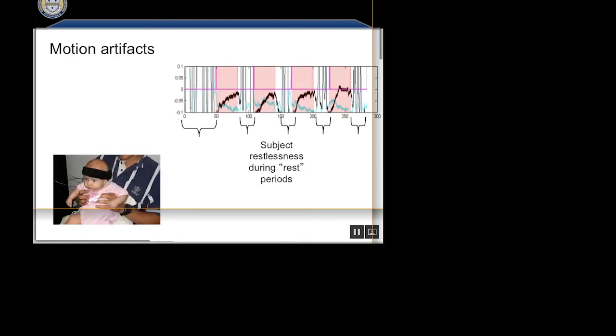This is just an example. This is Teresa Wilcox's lab. It's something I talked about yesterday. The little babies watching the puppet show, during the rest period, this is actually off the chart high. You get these huge motion artifacts, so the baby's moving around. During the task, beautiful hemodynamic responses, but during the rest period, craziness.